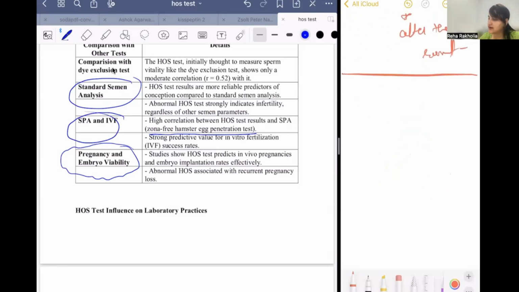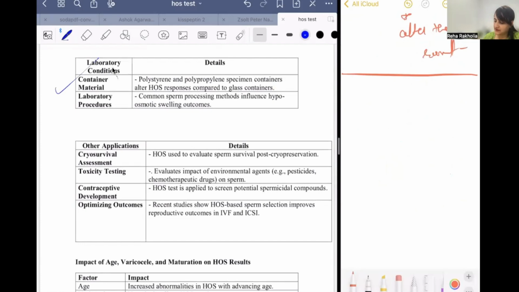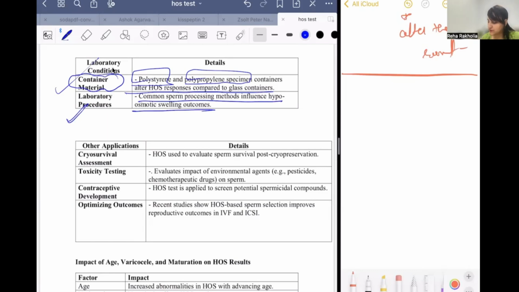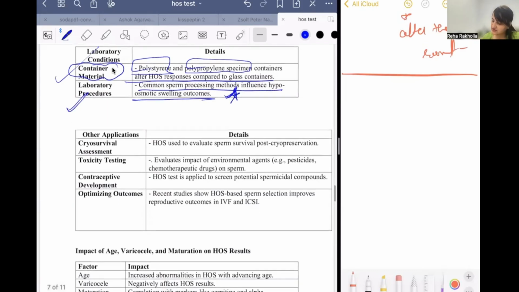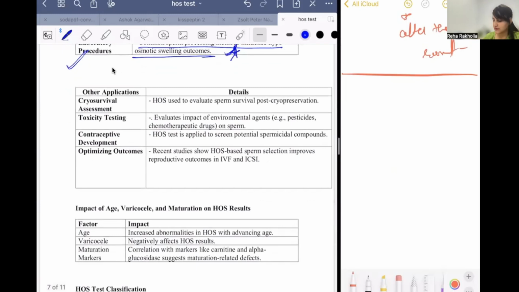Okay, now other applications of the HOS test. In this laboratory, I have taken container material, polystyrene and polypropylene specimen containers, which alter the HOS response compared to glass containers. Laboratory procedure, the common sperm processing method, even influences the hypo-osmotic swelling outcome. What are the other applications?